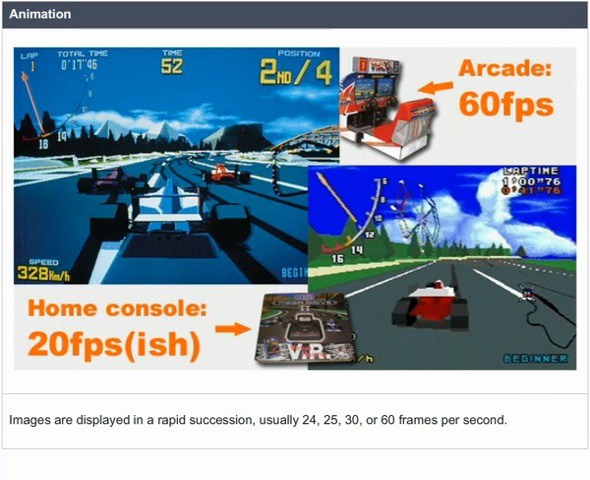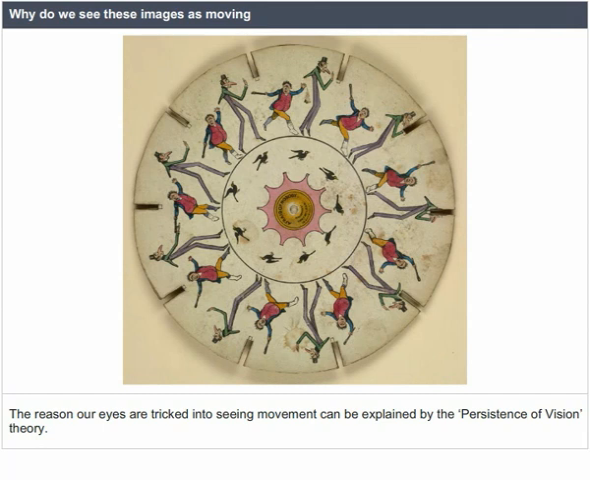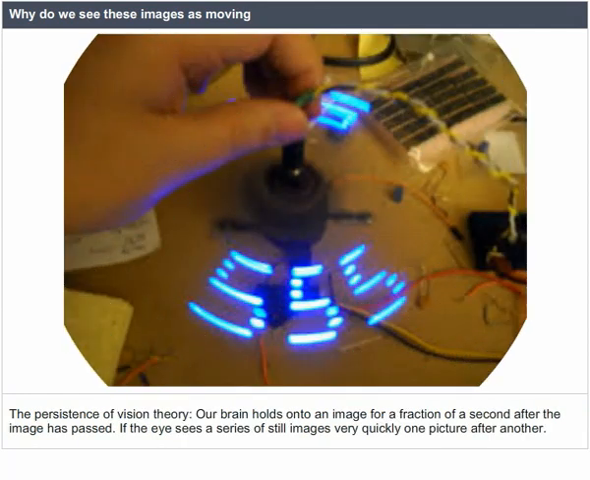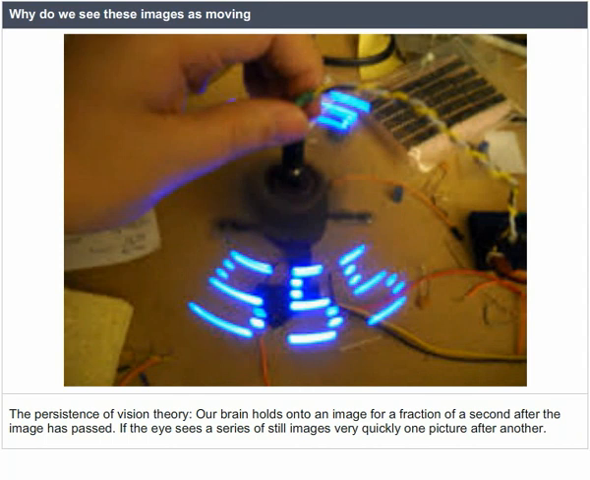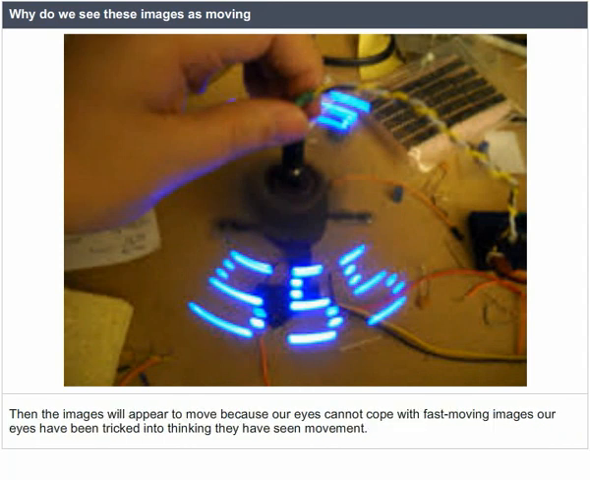Why do we see these images as moving? The reason our eyes are tricked into seeing movement can be explained by the persistence of vision theory. Our brain holds on to an image for a fraction of a second after the image has passed. If the eye sees a series of still images very quickly, one picture after another, then the images will appear to move because our eyes cannot cope with fast moving images. Our eyes have been tricked into thinking that they have seen movements.